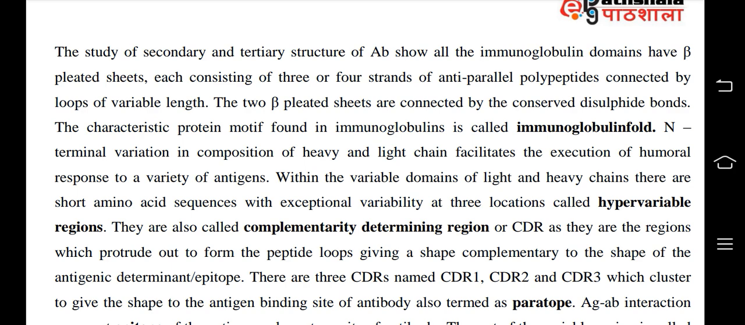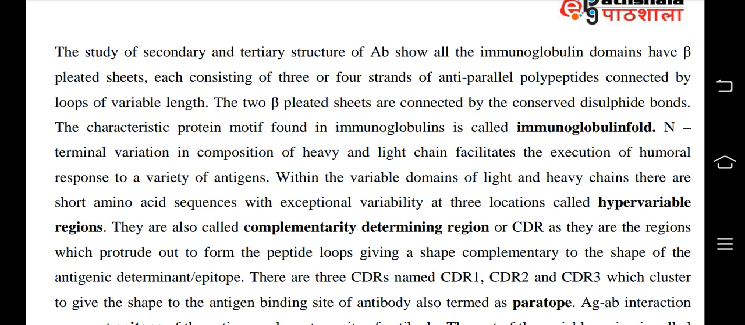Protein motif, immunoglobulin fold. N-terminal variation in composition of heavy and light chain facilitates the execution of humoral response to a variety of antigens. Within the variable domains of light and heavy chains, there are short amino acid sequences with exceptional variability at 3 locations called hypervariable regions. They are also called complementarity determining regions or CDRs, as they are the regions which protrude out to form the peptide loops, giving a shape complementary to the shape of an antigenic determinant or epitope.